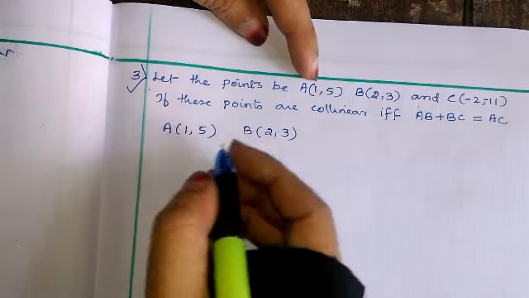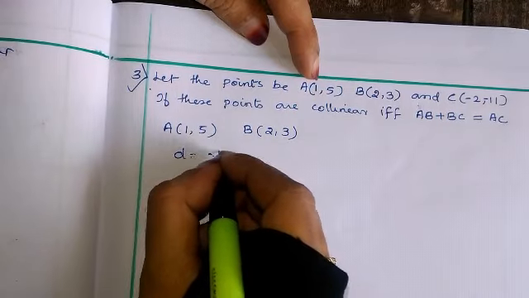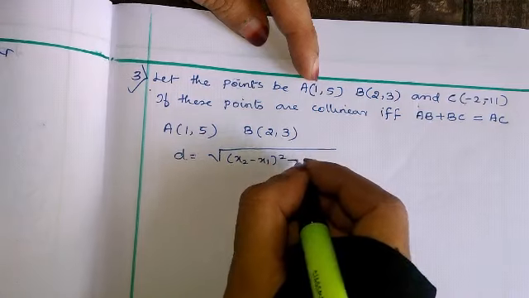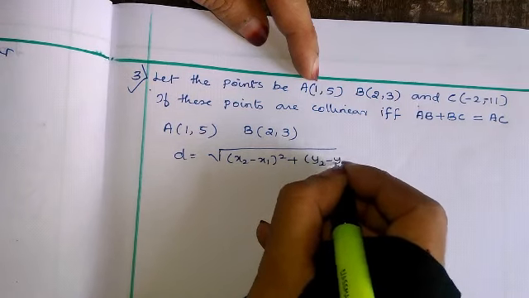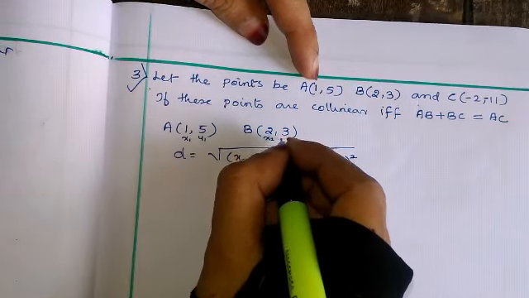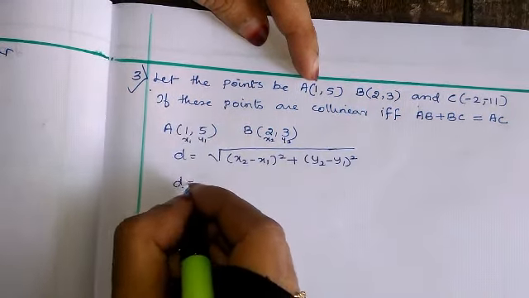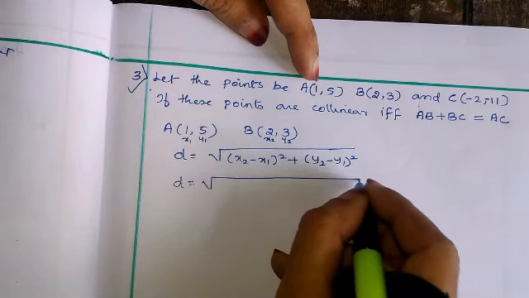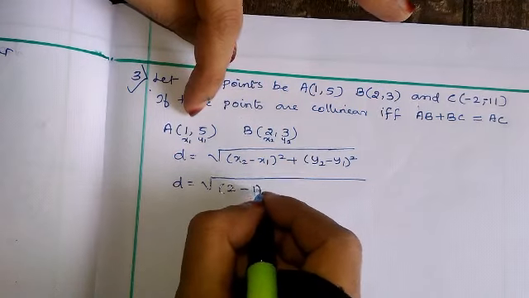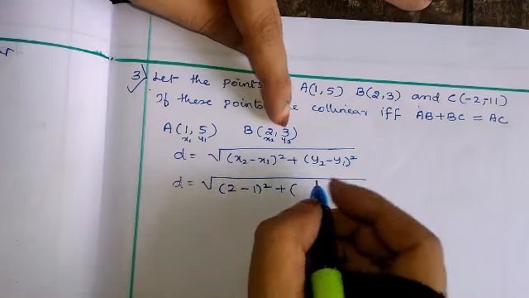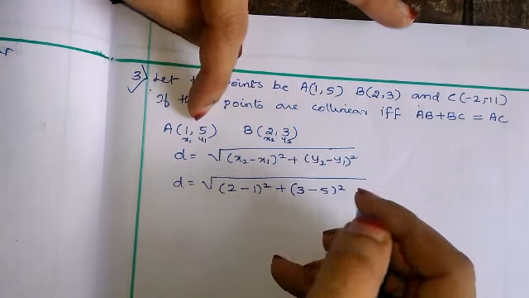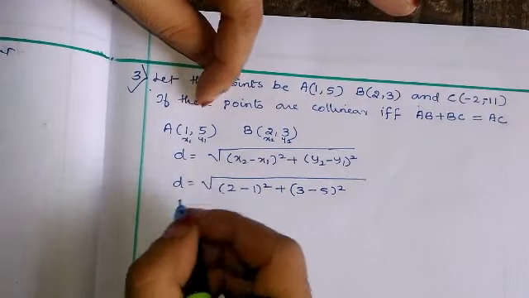Distance between AB. The distance formula is root of (x2 minus x1) whole square plus (y2 minus y1) whole square. This is x1, y1. This is x2, y2. So D is equal to root of (x2 is 2 minus x1 is 1) whole square plus (y2 is 3 minus y1 is 5) whole square.